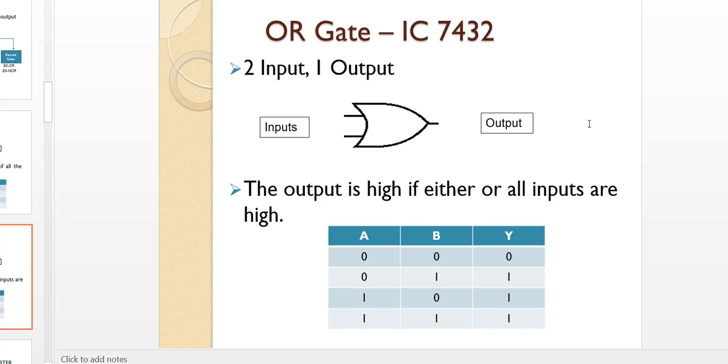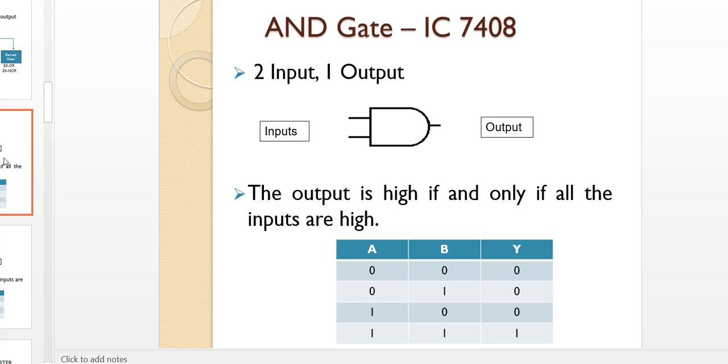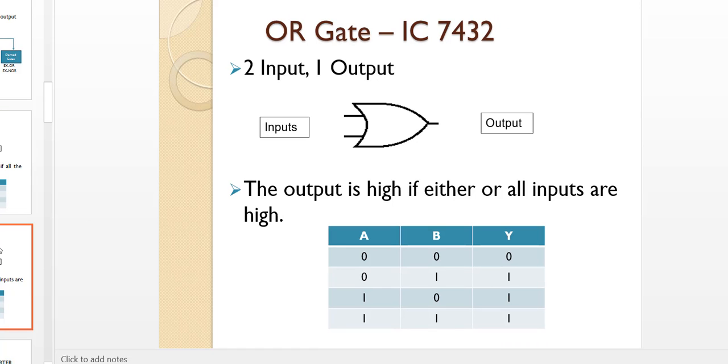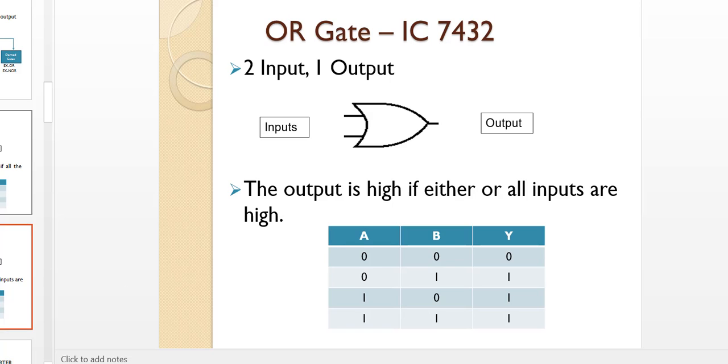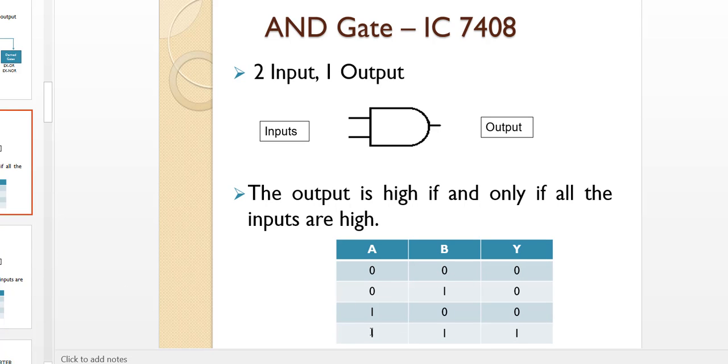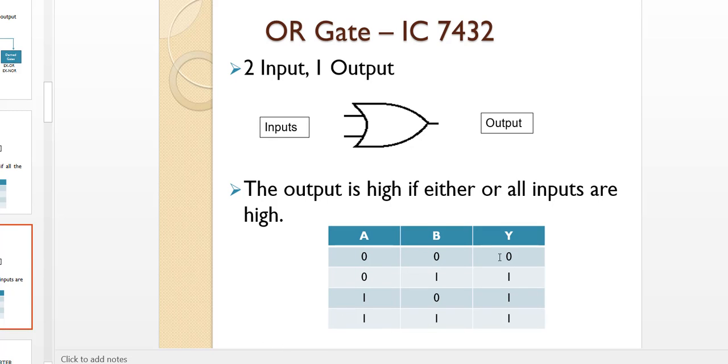Please draw the symbol, practice the symbol. You have to practice the symbol because the symbol diagram is very much necessary. You have to draw the symbol for AND gate, OR gate. See the difference in the symbol? Yes, this is a truth table. If both the inputs are high, output is high. If both the inputs are low, output is low. Otherwise, it is high. Easy? Truth table is easy? Yes, correct.